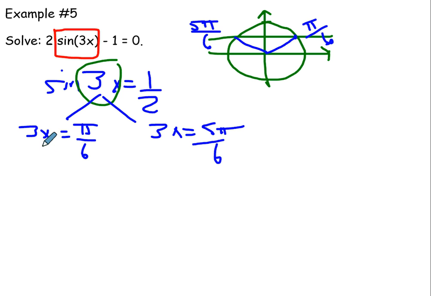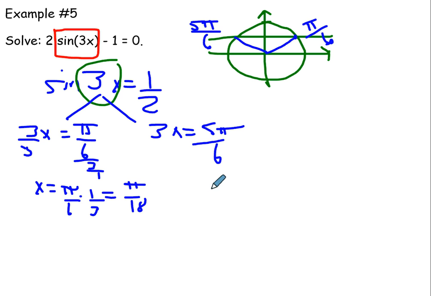If you want to isolate your x here, you need to divide by 3. Dividing by 3 here, this is 3 over 1, so you can multiply by the reciprocal, which is 1/3, so you get pi over 18. And on the other one, you're going to get 5 pi over 18. Now these are just two solutions. You need to find all the solutions.